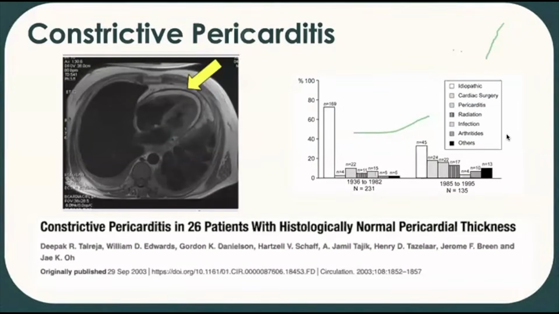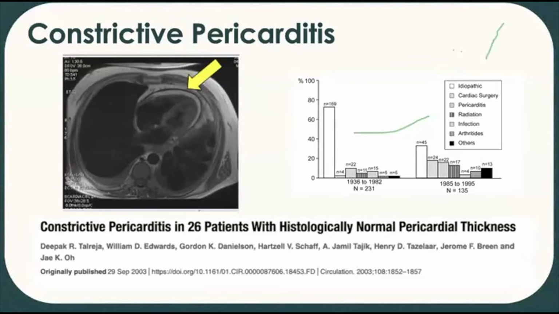They did this study somewhat recently, or I guess not super recently, but they essentially compared the causes of constrictive pericarditis between the period of 1936 and 1982, as well as 85 and 95. The major change is that cardiac surgery is now the most common known cause of constriction. Idiopathic is still kind of the winner, but in terms of known causes, cardiac surgery now in developed countries.